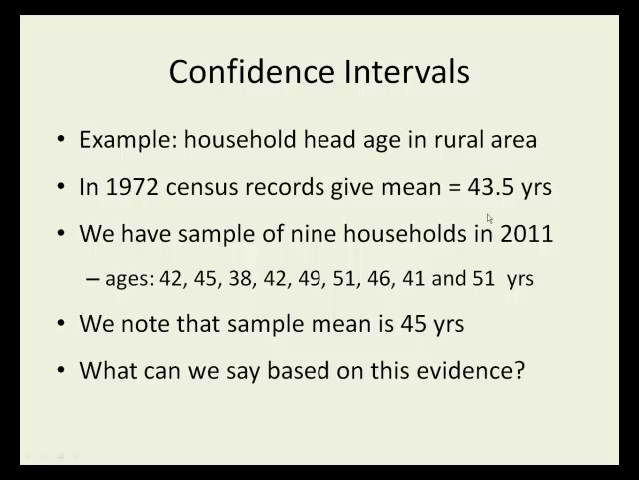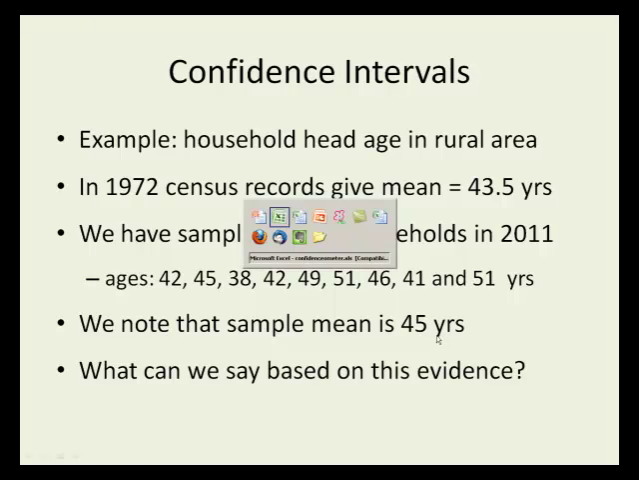Perhaps the mean is still 43.5 years. Perhaps it's gone down slightly. Perhaps it's gone up. We don't know. But we can't say that it's going to be exactly 45 because there's bound to be some sampling error here. What can we say? Well, this is where some calculation will come in handy when we get there.